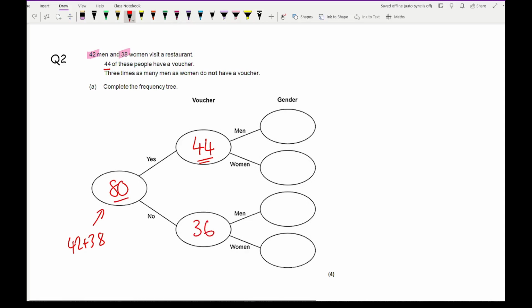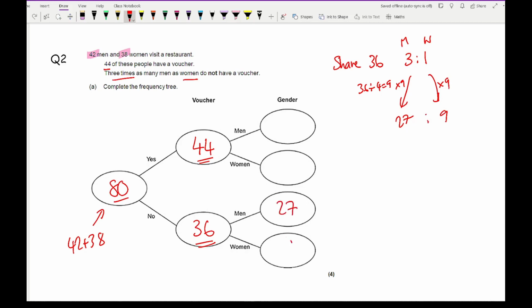Now it then says that 3 times as many men as women do not have a voucher. So here, do not have a voucher is 36. So what I want to do is share 36 in the ratio of 3 to 1. Where have I got 3 to 1 from? Because there's 3 times as many men as there are women. So sharing the ratio, I get 36 divided by 4, which is 9. So I'm going to do 3 times 9, which is 27, and 1 times 9, which is 9. So then this here is going to be 27, and that's going to be 9.